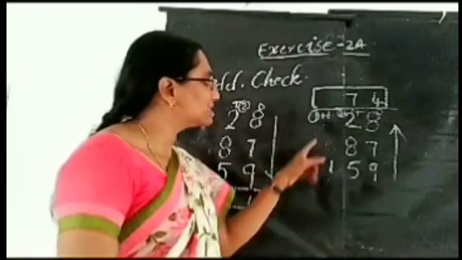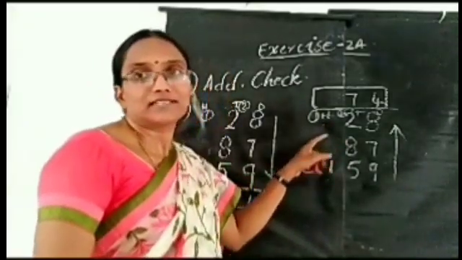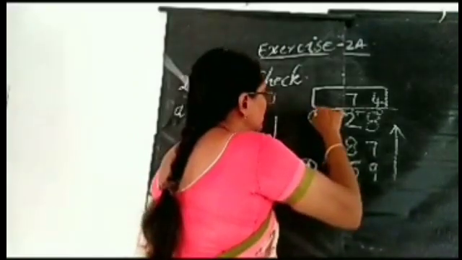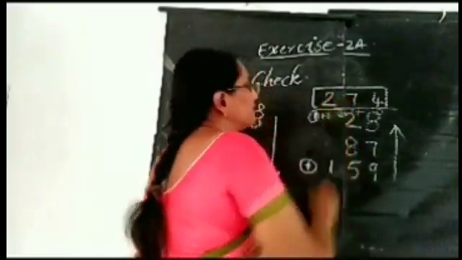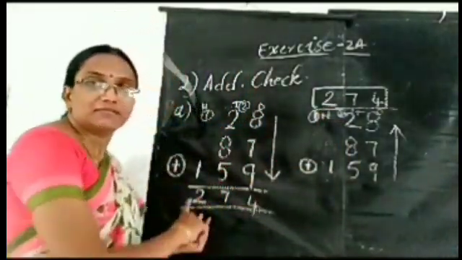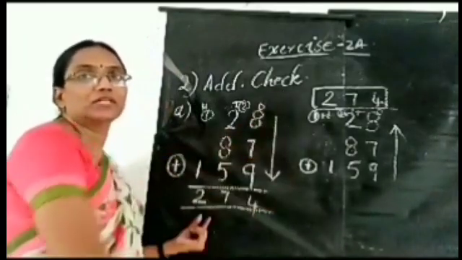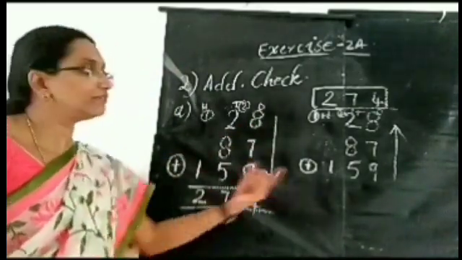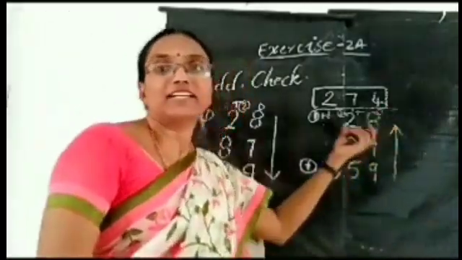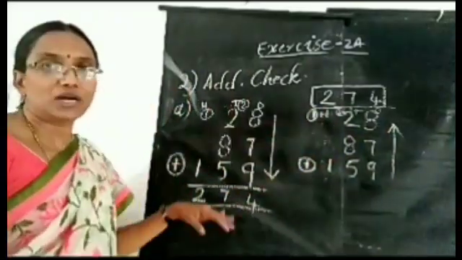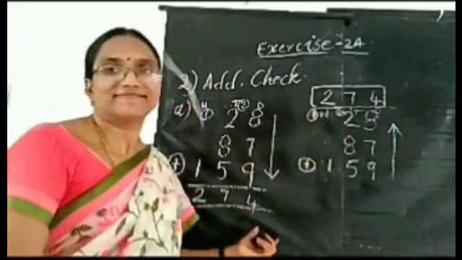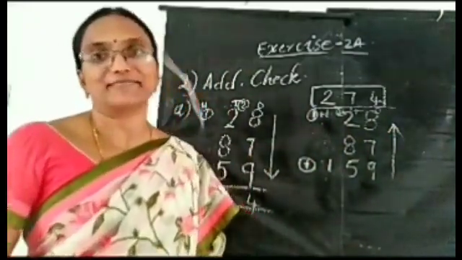Now come to hundreds place. Here and here there is no digit. Okay. Now add these two numbers. 1 plus 1 is 2. Write in the hundreds place. What is the sum? 274. The same sum. Both are same. So here our answer is right. This is the way of checking. By adding down and by adding up, we got the same answers. This is the way of checking in additions.